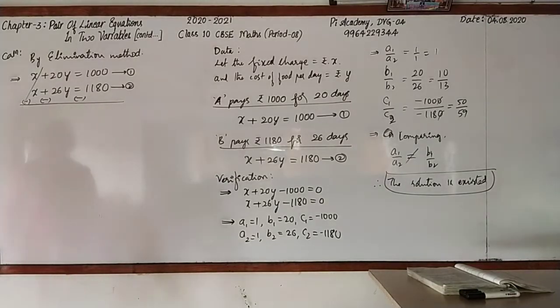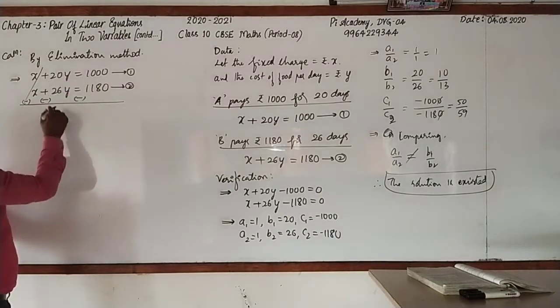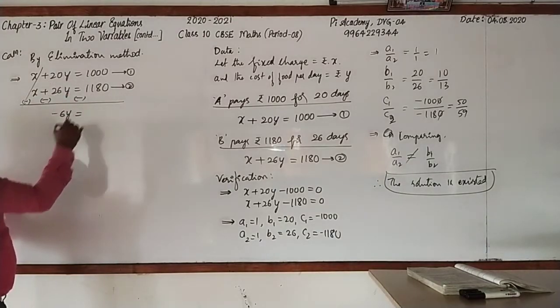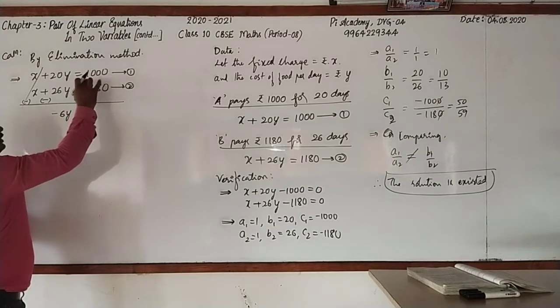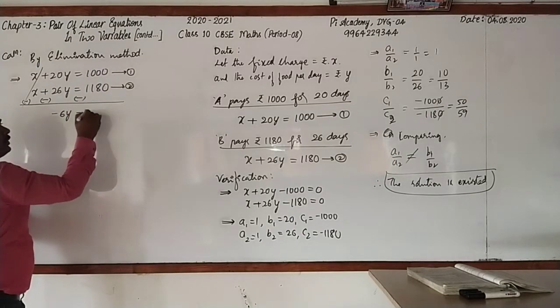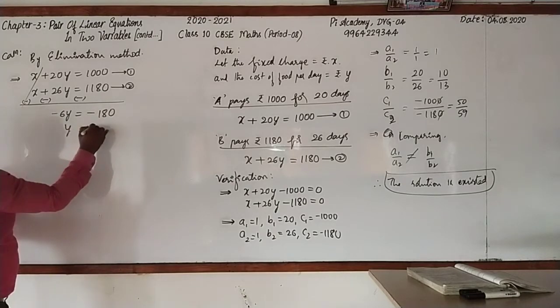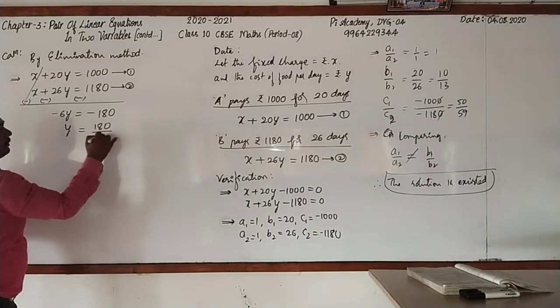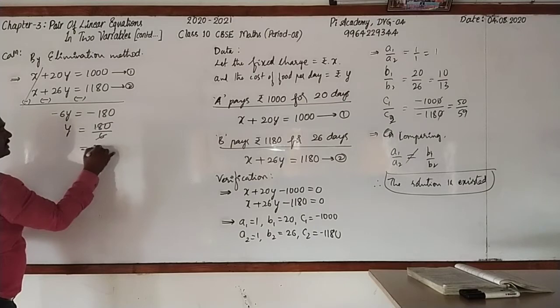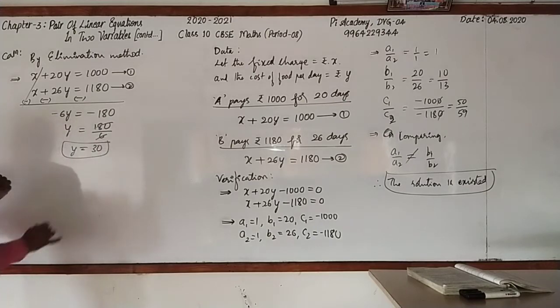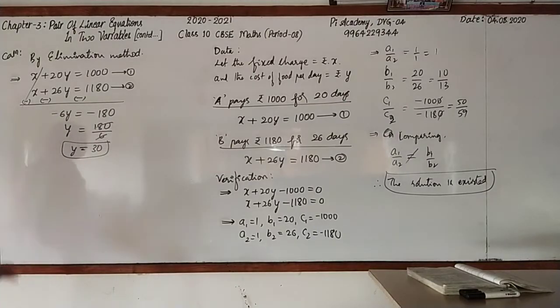x and minus x get cancelled. 20y minus 26y is minus 6y. Then 1000 minus 1180 is minus 180. Minus minus get cancelled. y equal to 180 by 6. 6 ones are 6, 6 threes are 18, 0. So y equal to 30. Clear? Hope that you have understood.